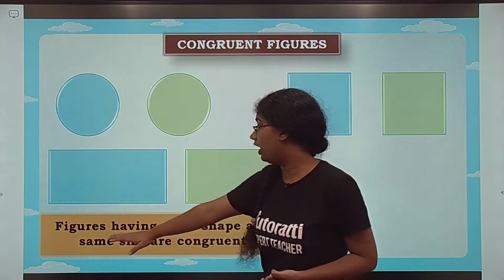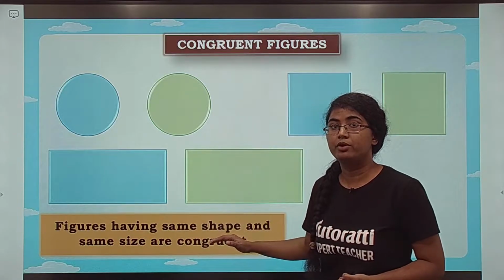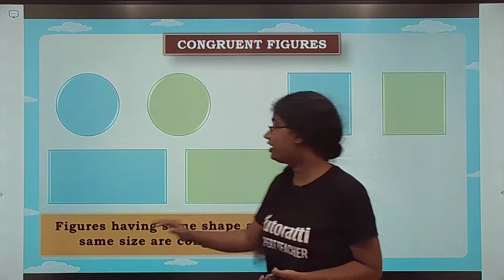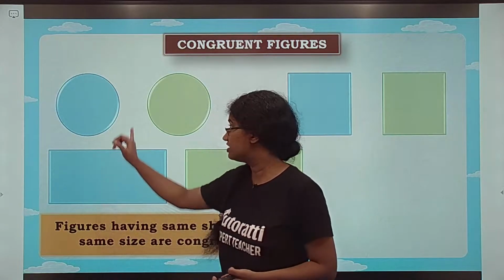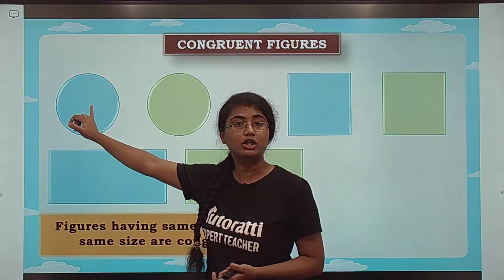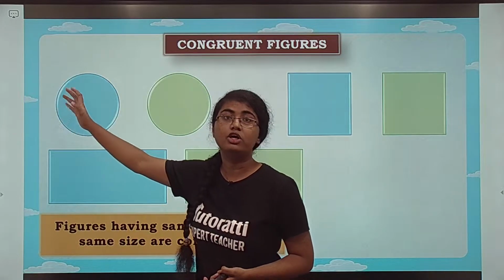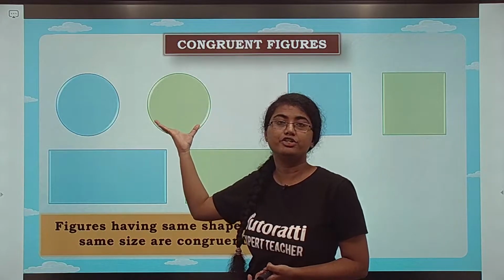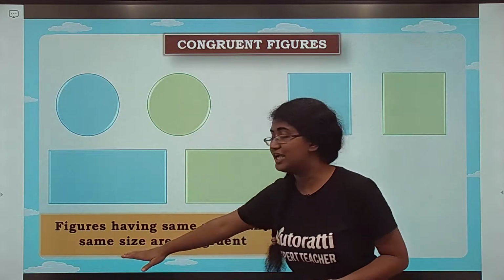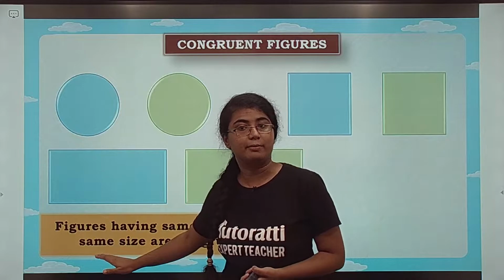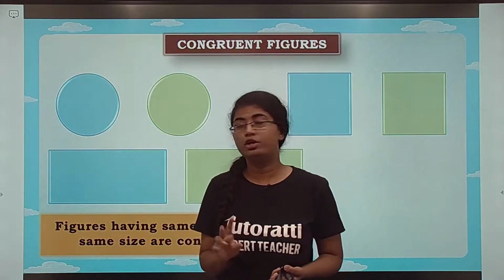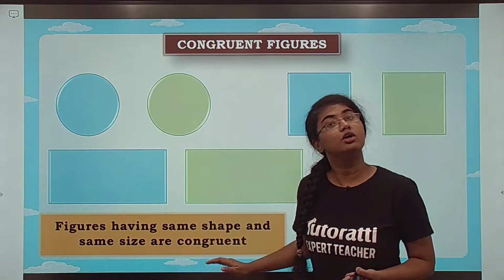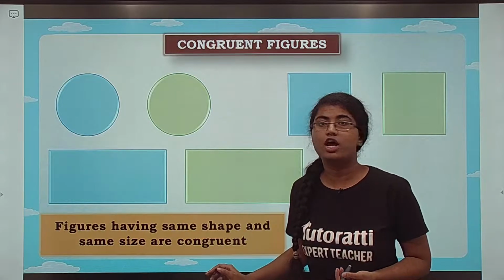Right? So figures having the same shape and the same size. Say, for example, this circle is of radius 7 centimeter, and I am placing it on this circle which also has a radius of 7 centimeter. So the sizes are also the same. When these two things happen, then you can say that the shapes are congruent. Then you can say that the figures are congruent.